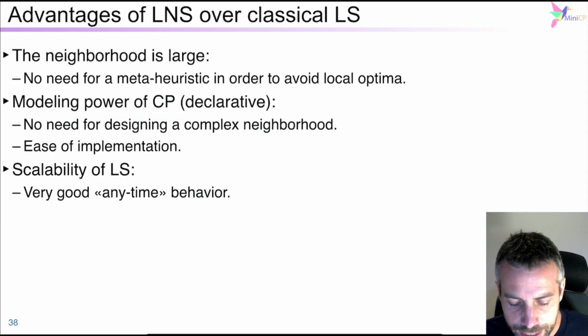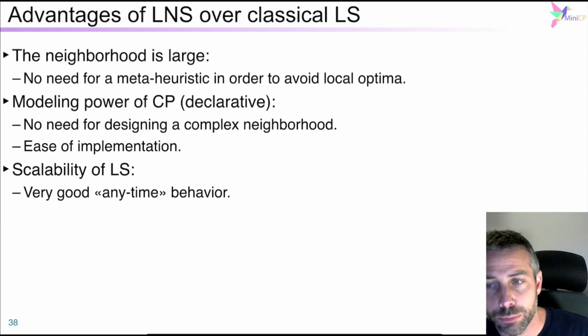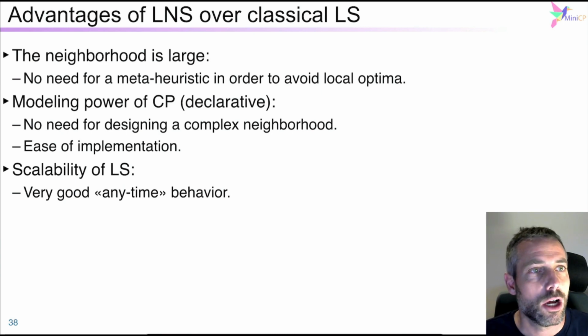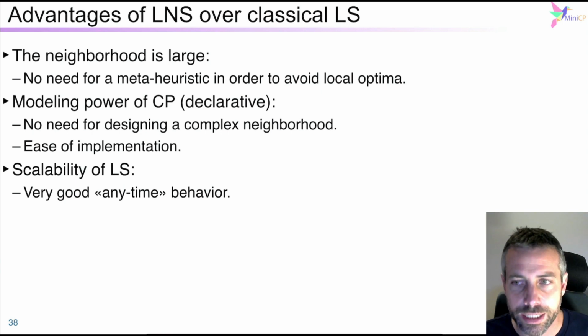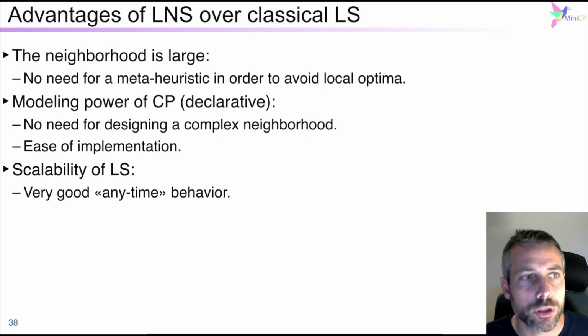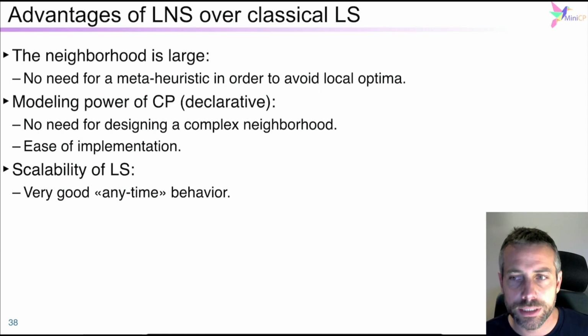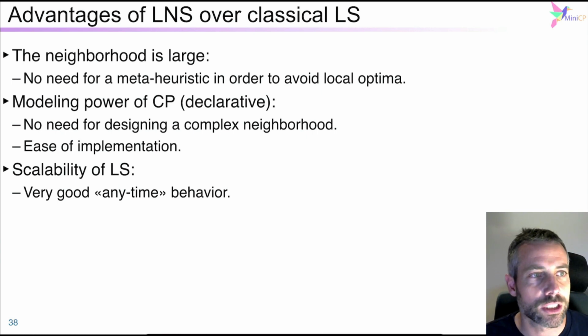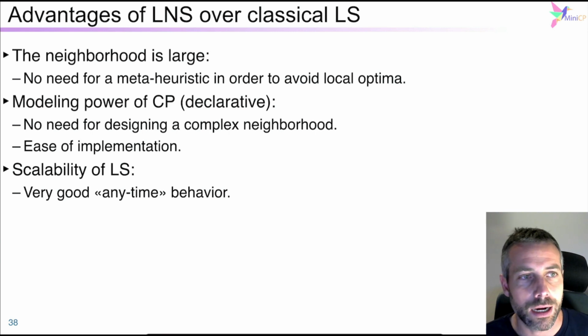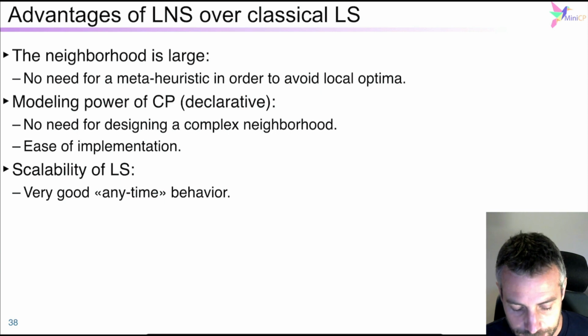The advantage of LNS over standard local search is that generally you don't need a meta-heuristic to avoid local optima, because the neighborhood that you explore is so large that there are many ways to escape from local optima. So there is no need to use, for instance, taboo search strategies or stuff like that. And the ease of implementation is also a very strong asset of this technique.